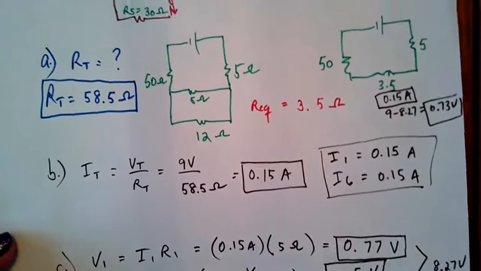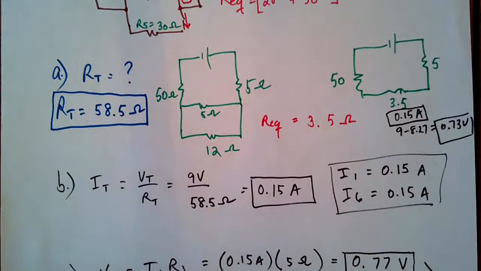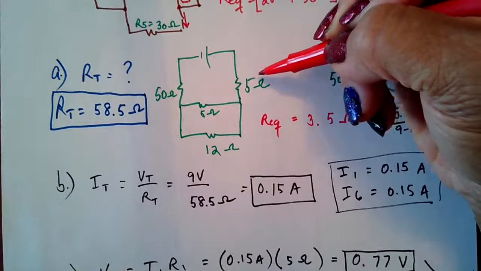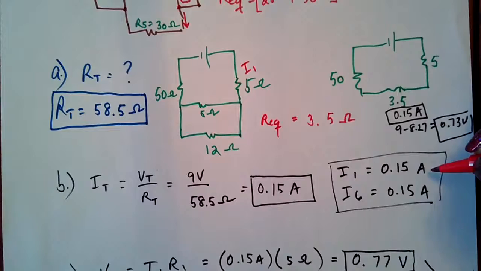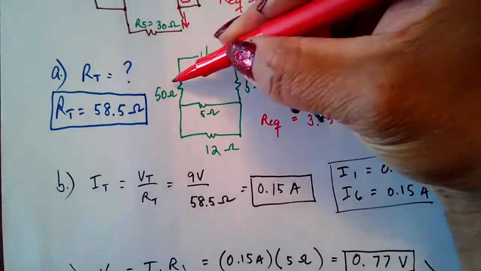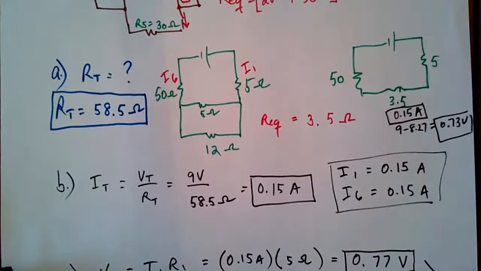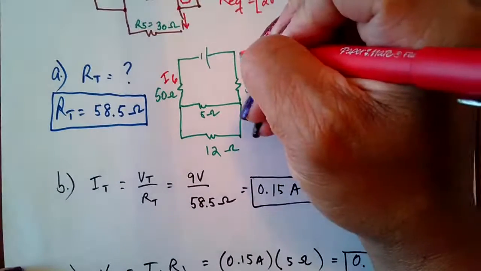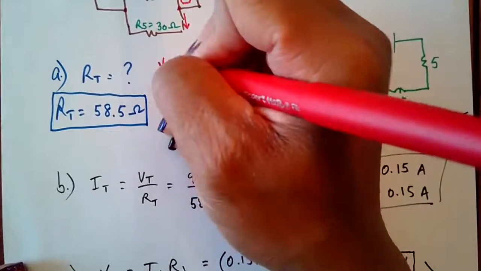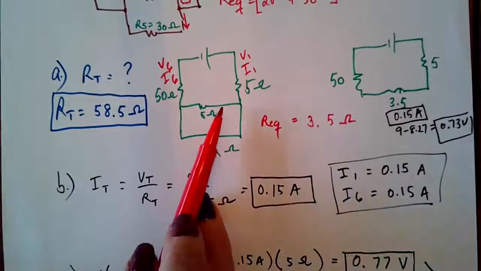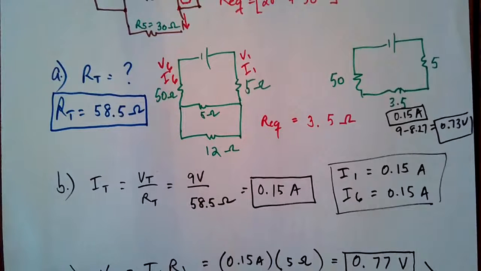I'm going to go to the second simplified resistance right here. So let's just write down what we have. So this is I1. We know I1 is 0.15 amps. We know I6 is also 0.15 amps. We have now figured out the V1 is 0.77. So we know the V6 as well. So those are done. We can figure out these two things that are in parallel with each other.